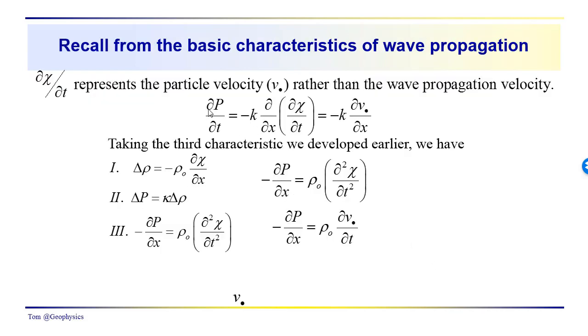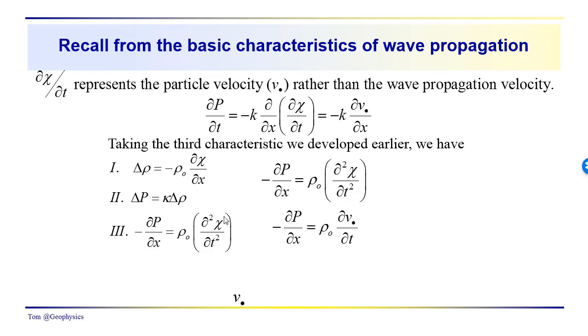And so we have this dp dt is equal to minus k times the gradient of the particle velocity, minus k dv dx. Now, we're using this v dot here probably just during this video. We'll talk about this some more, but for now, just remember that we came up with these characteristics of wave propagation.